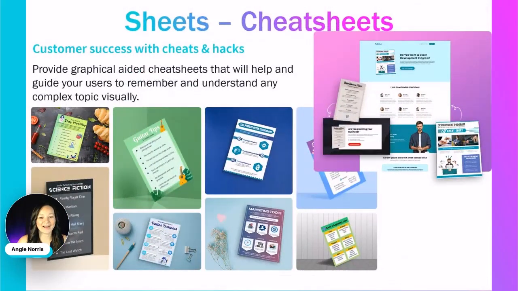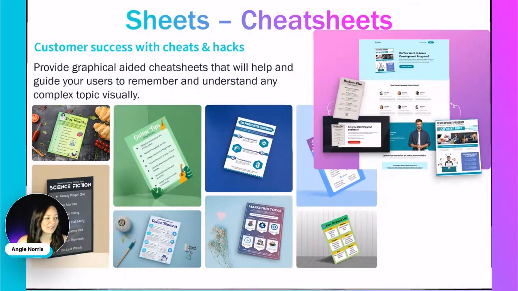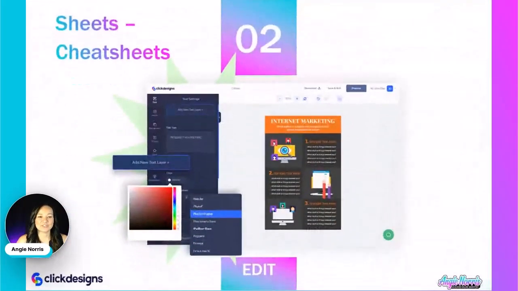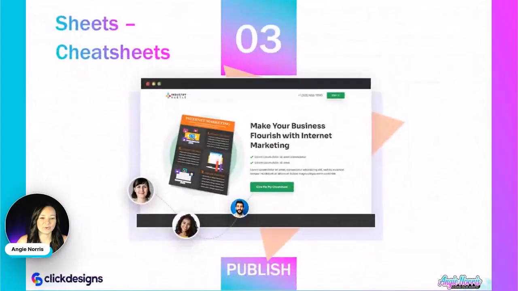Okay, cheat sheet. I love cheat sheets too. I just love everything in ClickDesigns, so you're going to hear me say I love it a lot. But with cheat sheets, again, select the cheat sheet you want. 2, you want to add your branding, colors, words, fonts, and then you're going to publish it. I mean, it makes it pretty easy. Are you guys catching on to the 1, 2, 3? 1, 2, 3, select, edit, publish?